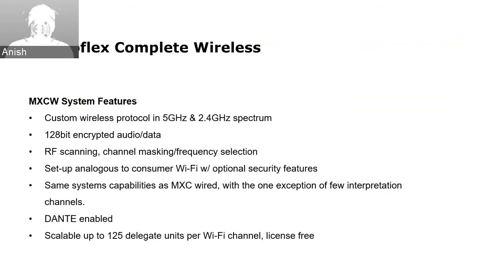because we need to have top level security when an executive high-level team is having a sensitive discussion. RF scanning, channel masking, and frequency coordination, everything is possible. The setup is similar to consumer Wi-Fi with optional security features. The system is similar to the MXC wired system, with the exception of a few interpretation channels. And it is Dante enabled for scaling of the system. You can have a maximum of 125 delegate units per Wi-Fi channel, and it operates license free.